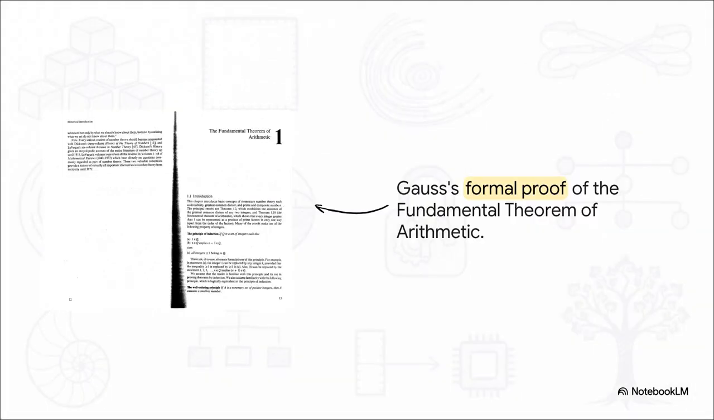Now, mathematicians didn't just guess this was true. They proved such a bold claim with incredible rigor. Gauss's landmark book, Disquisitiones Arithmeticae, contained the first formal proof of this theorem's uniqueness. To mathematically guarantee that every number can be factored into primes, they rely on powerful logic tools like the well-ordering principle, which basically states any non-empty set of positive integers must have an absolute smallest element, and strong induction.